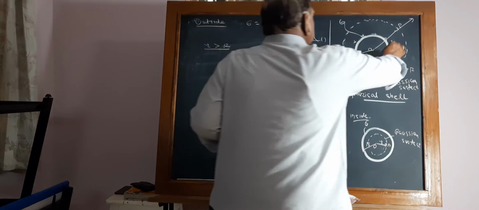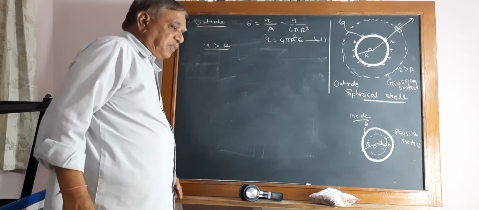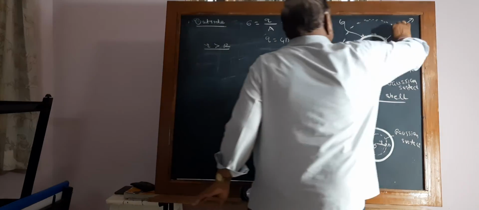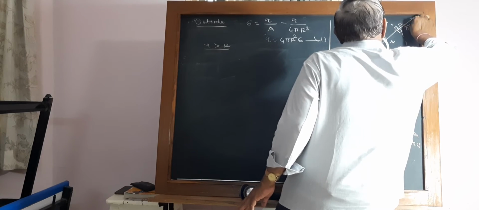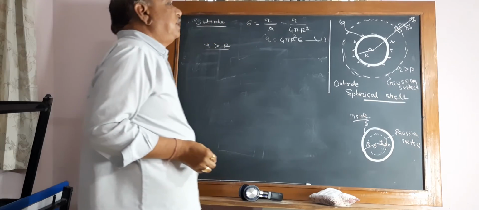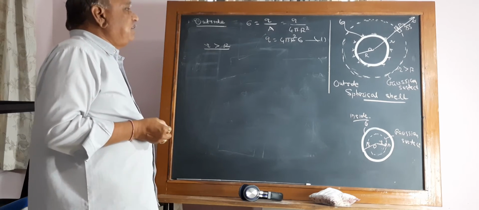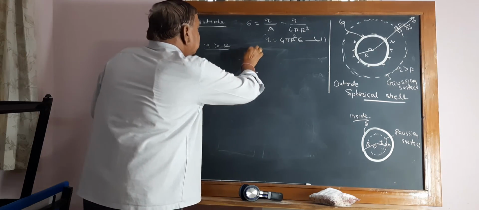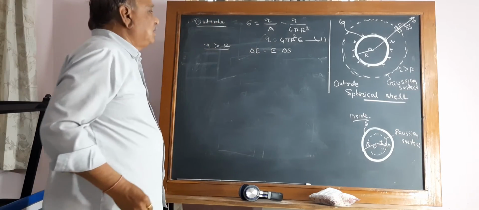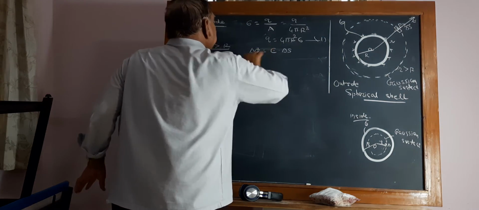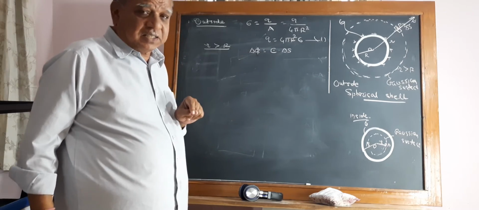Now suppose at point P we have taken a small surface element. Then the surface element with surface area vector delta S has the same direction as E. So E and delta S will be parallel to each other. So the flux linked with that portion, suppose delta phi is equal to E into delta S. Delta phi linked with the small element, delta phi equal to E delta S.